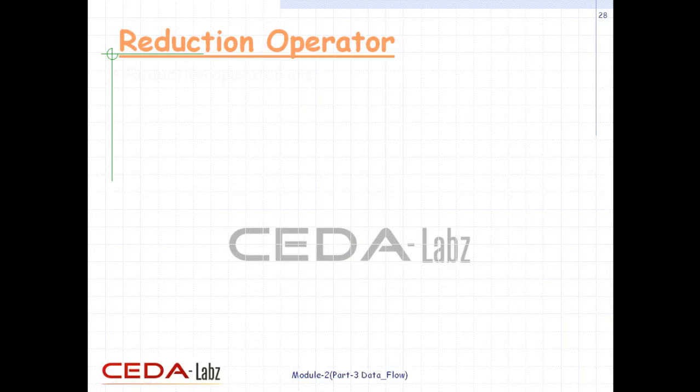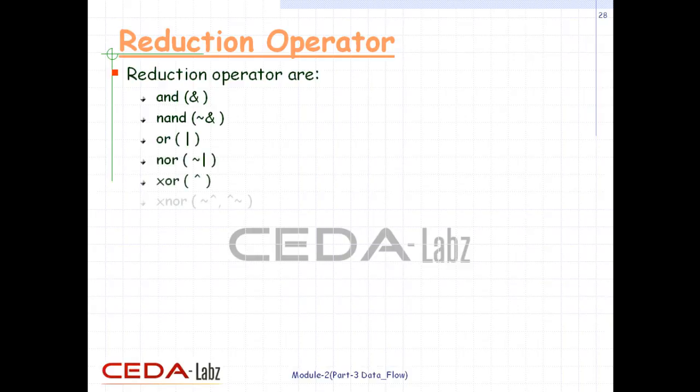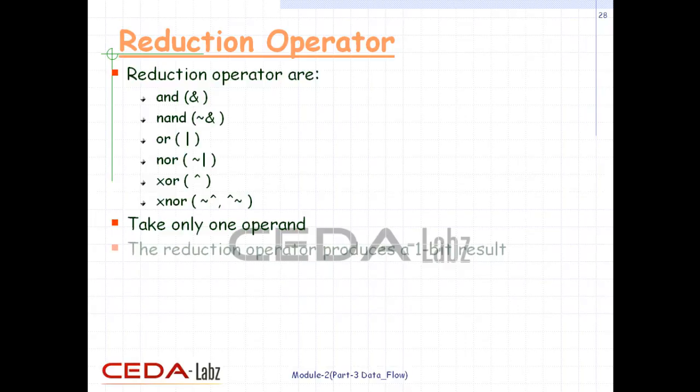Reduction operators are AND, NAND, OR, NOR, XOR, and XNOR. Reduction operators take only one operand. Reduction operators perform a bitwise operation on a single vector operand and yield a 1-bit result. The logic tables for the operators are the same as shown in bitwise operators. The difference is that bitwise operations are on bits from two different operands, whereas reduction operations are on the bits of the same operand.